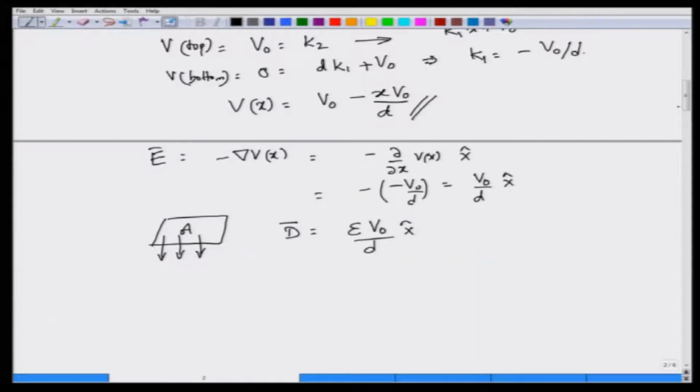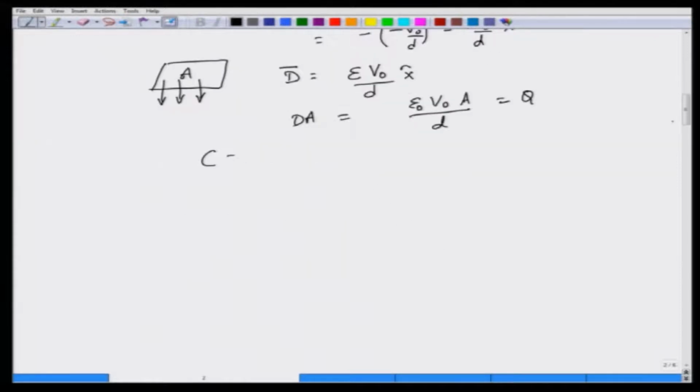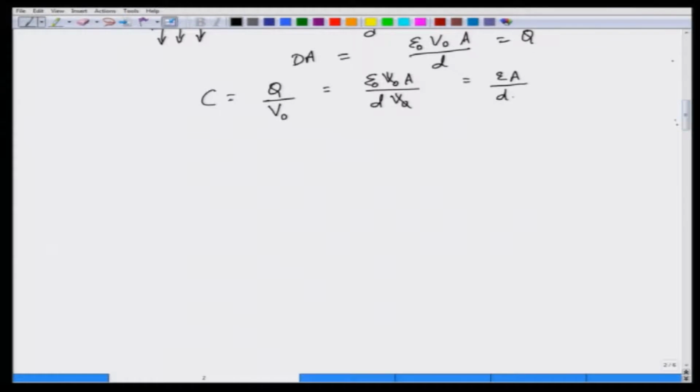The total charge enclosed will be given by the magnitude of D into A, because the D field is everywhere perpendicular to the surface area of the top or the bottom plates. So, this will be equal to epsilon V0 A by d. This is the total charge that is enclosed. Now, capacitance is given by charge divided by the potential. The potential applied is V0. So, clearly this will be equal to epsilon V0 A by d divided by V0. V0 cancels on both sides and you are left with epsilon A by d. Okay. So, this is the capacitance that we were looking for earlier in the Q method, and we actually obtained the same result using the V method.